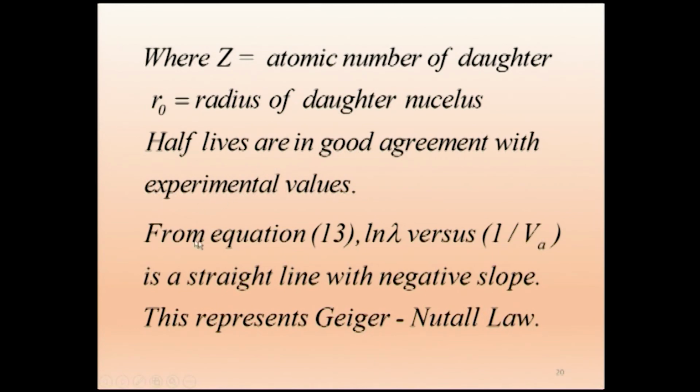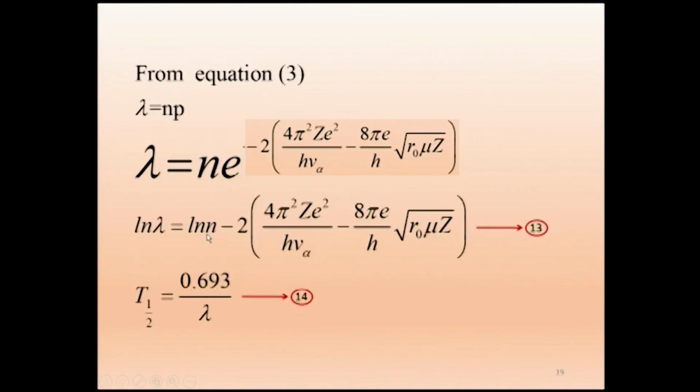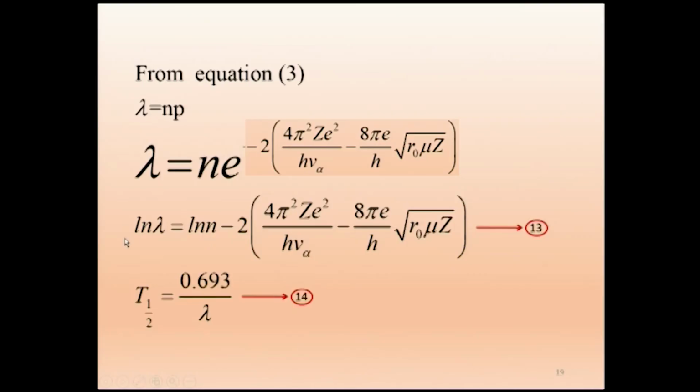Therefore, from equation 13, what we find is this log N lambda, this is a constant, these are all constant. So, 1 by V alpha is a variable, because for each nucleus the velocity of the emerging alpha particle is different. So, log lambda is linearly related to 1 by V alpha with a negative sign. So, that is what we are writing here.